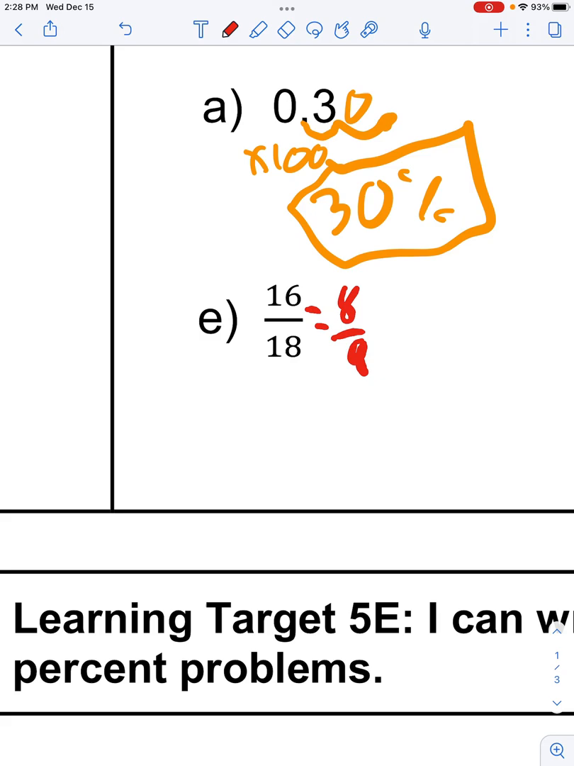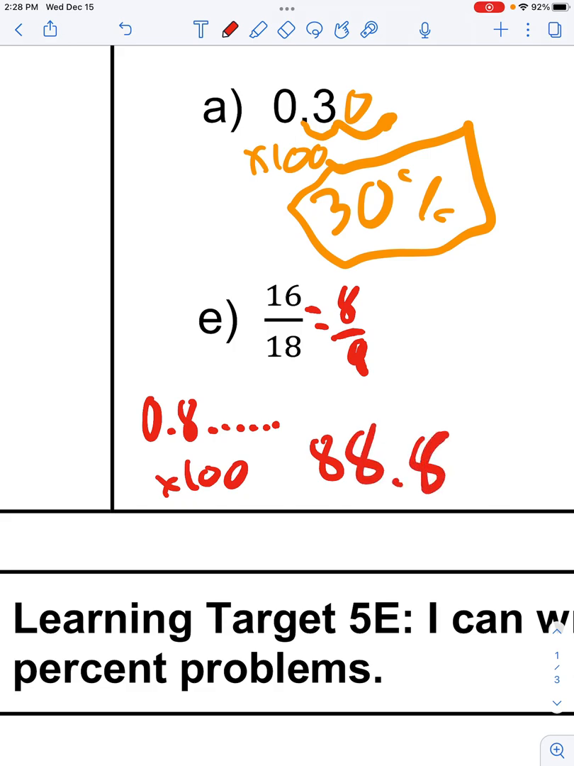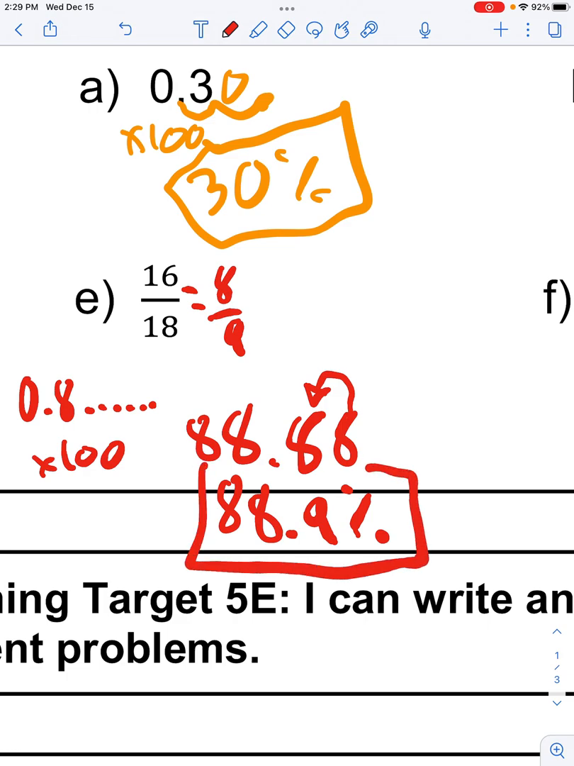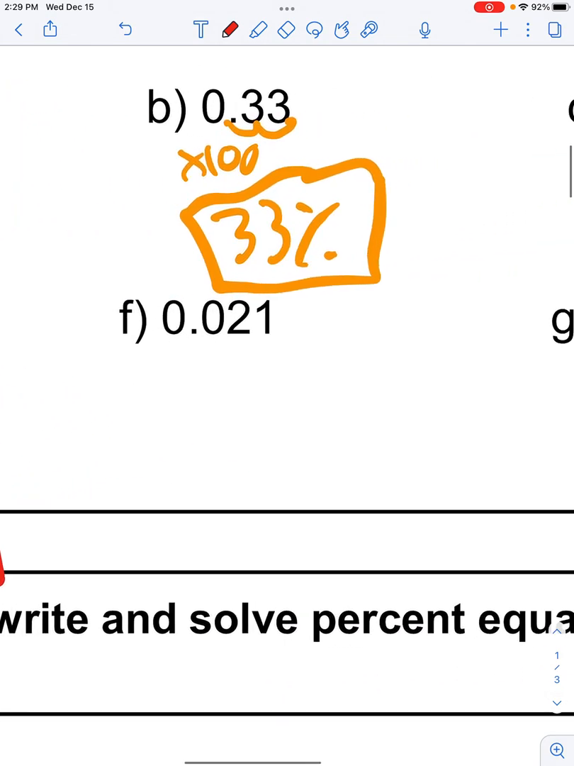Again, this could be the same thing as 8/9, which as a decimal is 0.8 repeating, which means when we multiply it by 100, we are going to have 88.8%. But it really goes 0.88888, which means we better bump this up. So we better get an answer of 88.9%.